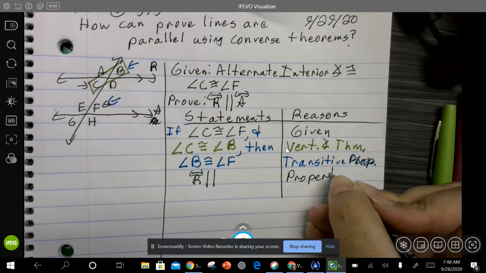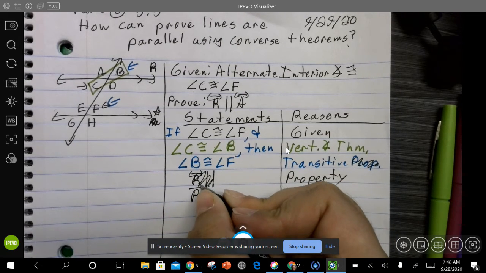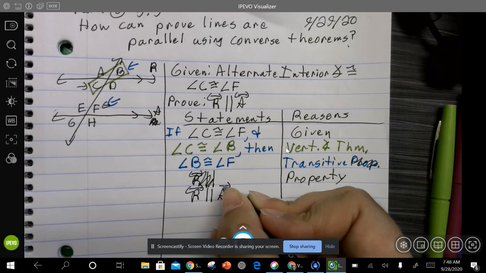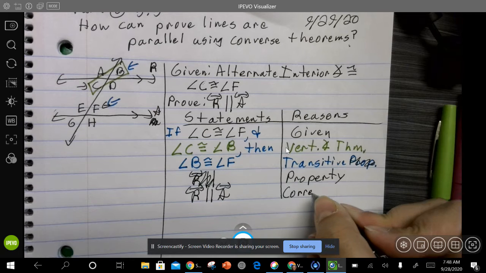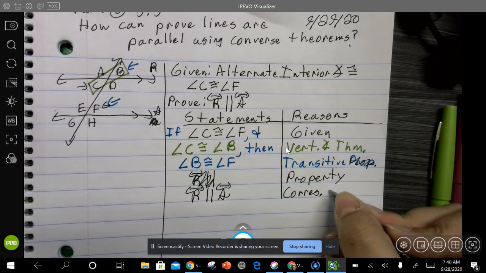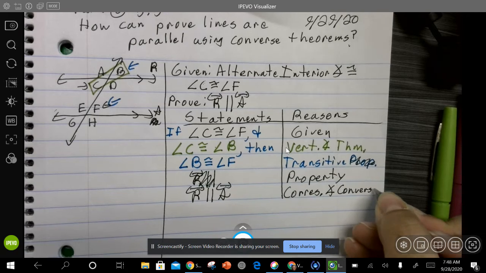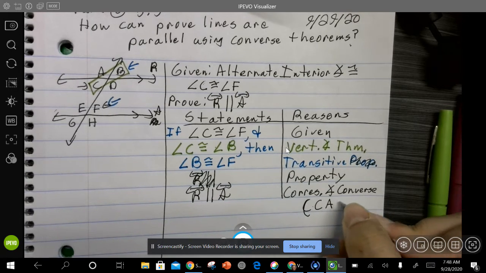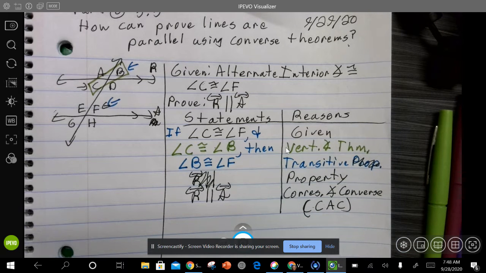Transitive property, okay? So that means that line R is parallel to line S by our corresponding angle converse. And you're going to see that as CAC. Okay, so just remember that we have that proof.